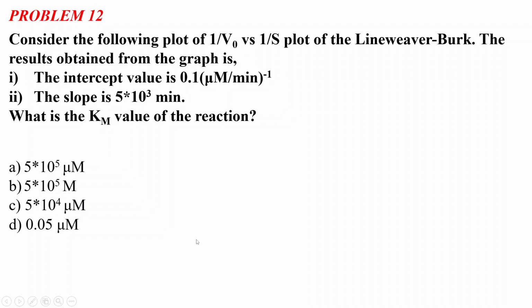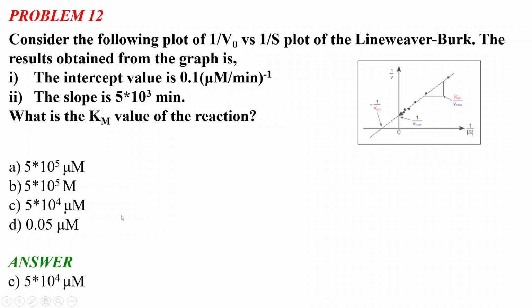And the last question of today's session is also a numerical. It says, consider the following plot of 1 by V0 and 1 by S in the Lineweaver-Burk plot, and the results obtained from this graph are: the intercept value is 0.1 micromole per minute inverse, and the slope is 5 into 10 to the power 3 minute. So what is the Km value for the reaction? So these are the options. I will show you the answer, and we will solve this question together.